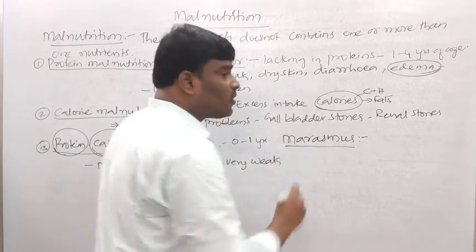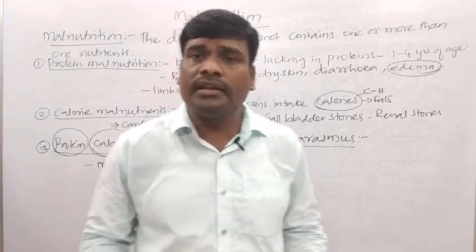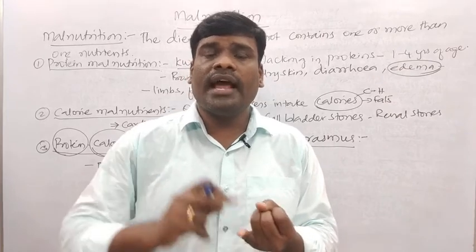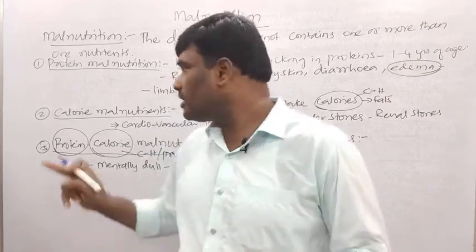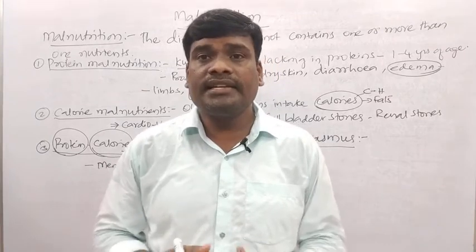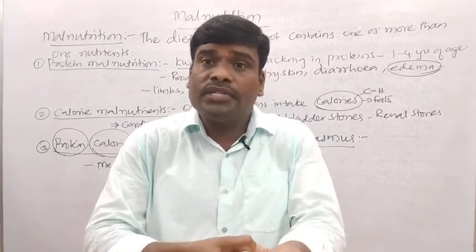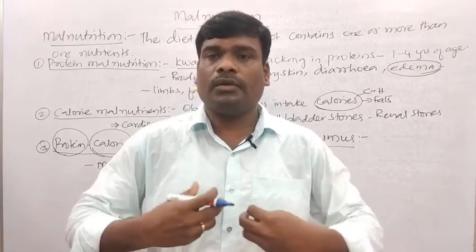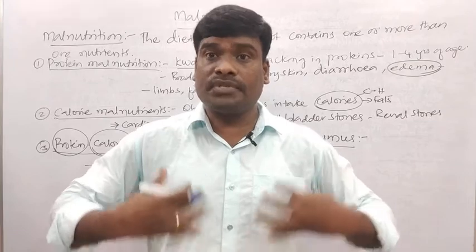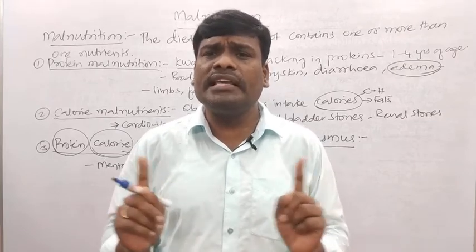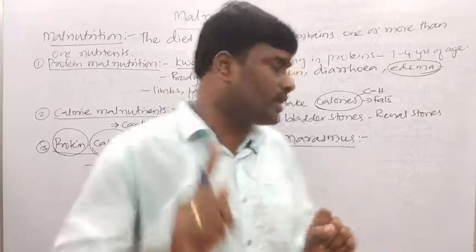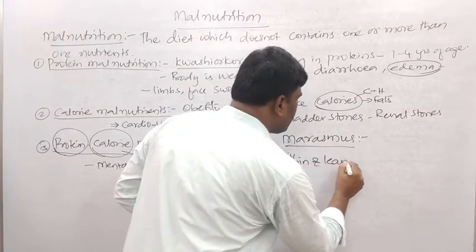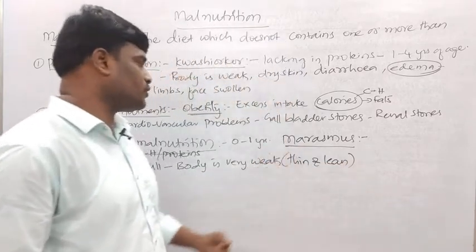So very weak means what? There are no calories in their body, isn't it? There are no carbohydrates and proteins in their diet, and there are also no fats in their diet. As a result, even the fats which are deposited under the skin are used up, and when we remove the clothes, easily we can see the ribs, children, isn't it? Such a very thin as well as very lean body. Okay, so a very thin and lean body is seen in these marasmus patients, children, isn't it?